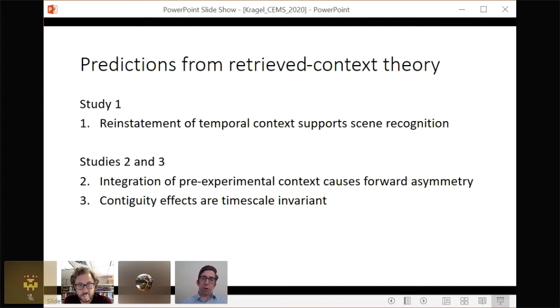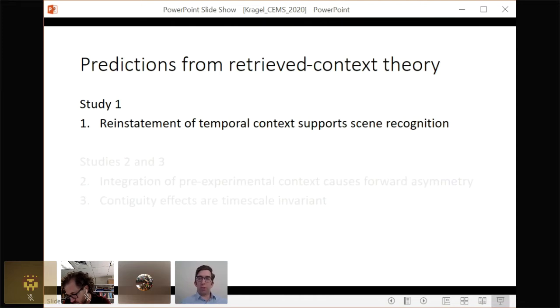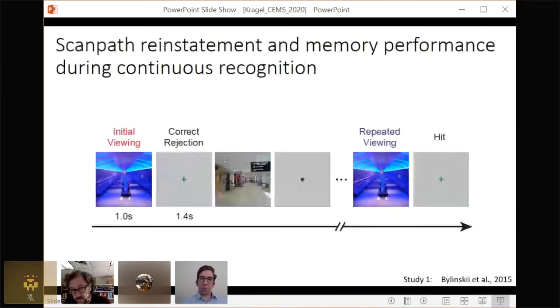And then finally, the third prediction that we want to test is whether or not contiguity effects that we observe are timescale invariant. So the idea that while you might reinstate scan paths within one specific viewing episode, do you also see long range effects where if you view the same scene multiple times, are you more biased to retrieve information from recent episodes? So we're going to start off looking at the first prediction.